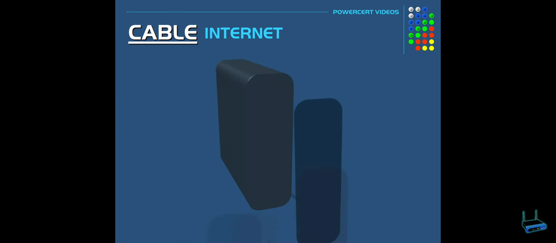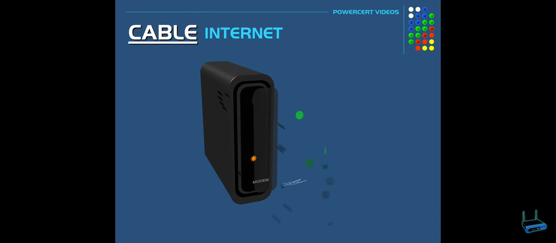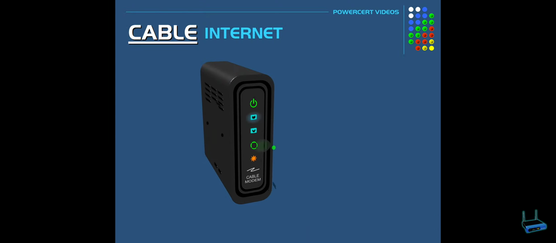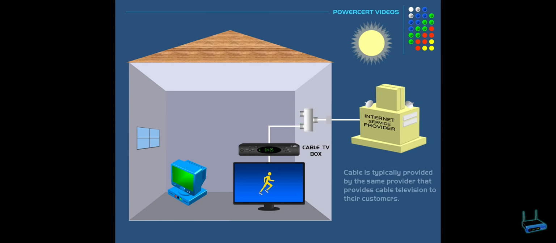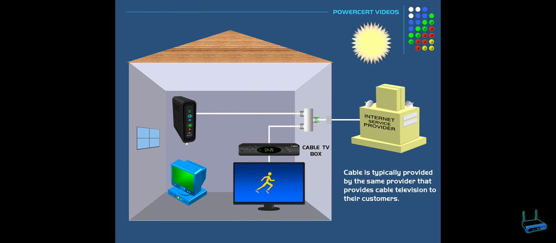Now, cable internet is a high-speed access technology that uses a cable modem with an attached coaxial cable, which provides a link to the internet service provider. Broadband cable is typically provided by the same provider that provides cable television to their customers. And because it's provided by cable television providers, broadband cable leverages the existing infrastructure from cable TV to cover large geographical areas, especially here in the United States.